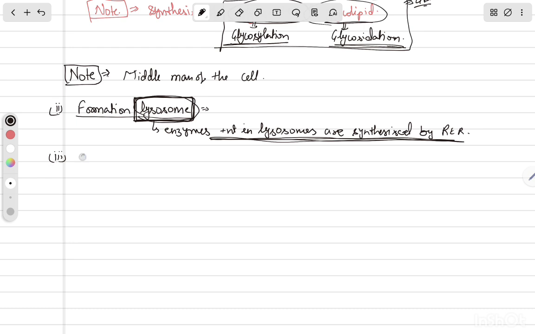It also helps in synthesis of cell wall. In cell wall formation, we have also learned that Golgi apparatus is helpful in cell plate formation.